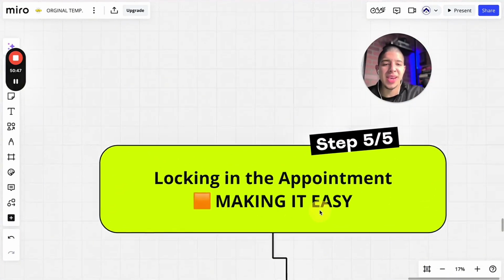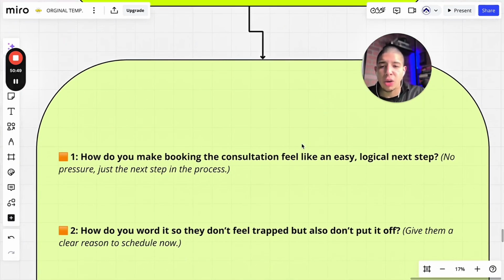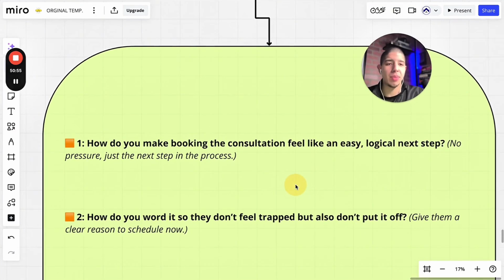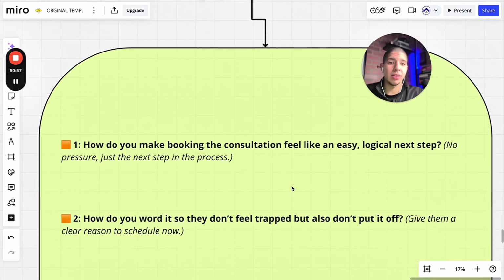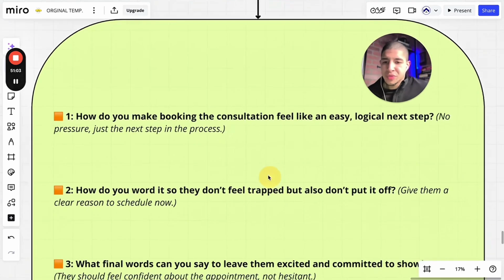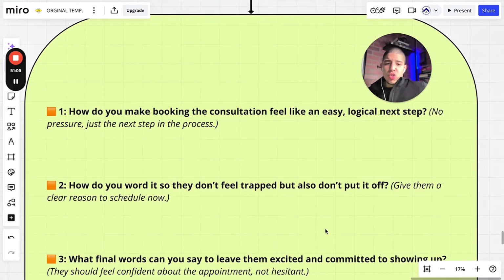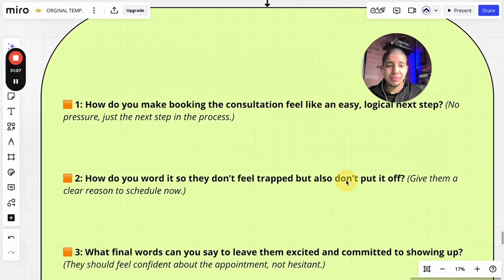Locking in the appointment, making it easy, step 5 out of 5. How do you make booking the consultation feel like an easy, logical step? No pressure, just the next step in the process. You want to be guiding them, guys. You're a guide, right? How do you word it so they don't feel trapped, but also don't put it off? Give them a clear reason to schedule now.